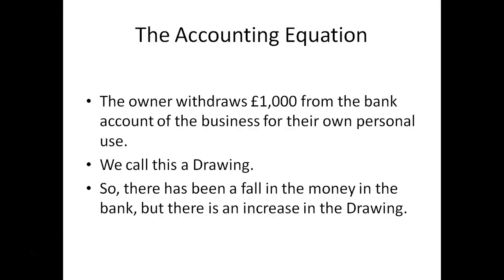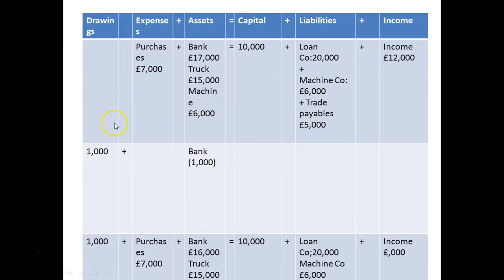So, an example: the owner withdraws £1,000 from the bank account of the business for their own personal use. This is always the issue here. It's for their own personal use. It's not for the business. So we call this a drawing. What you see is there's been a fall in the money in the bank, but there's going to be an increase in the drawing. So as you can see, there's 1,000 here. This is step 9, where the bank falls in value by £1,000.